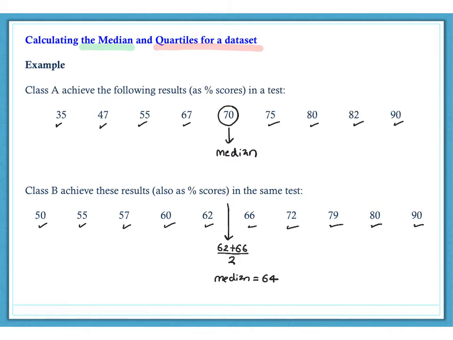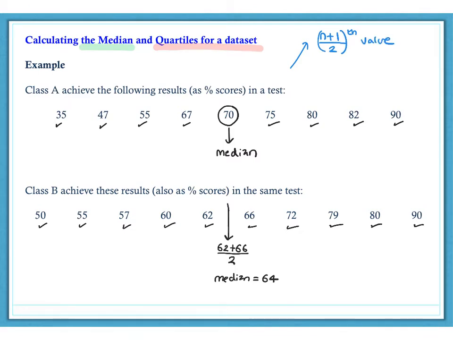Now, why did this happen? This happened because in Class A, there were an odd number of data items. There were 9 items of data, whereas in Class B, there were an even number of data items. Some of you may have used this rule to try and find the median previously. So the median value is the (n plus 1)th over 2 value. So you do n plus 1, divide it by 2, and that gives you the position of the median.